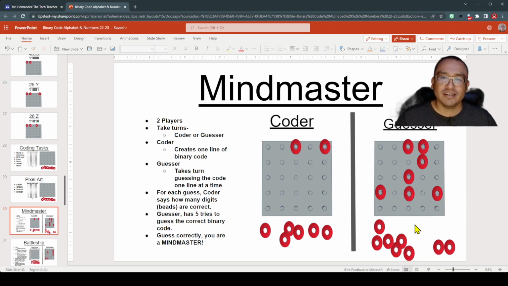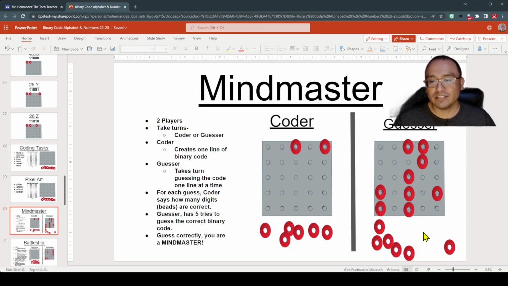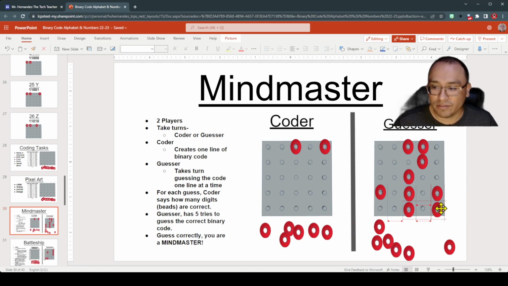Okay? Now, I know I'm looking at my code as the coder, but if you were the guesser and you guessed, oh, I know this one's right, I could either put 1 here in the first or in the last one here. And then if you did that as the guesser, the coder would say, you have only 1 correct. You are not the Mindmaster. That round finishes. But if you had put it in the front, the coder would say, you have 2 correct. You are a Mindmaster. And then, yeah, you got it right.